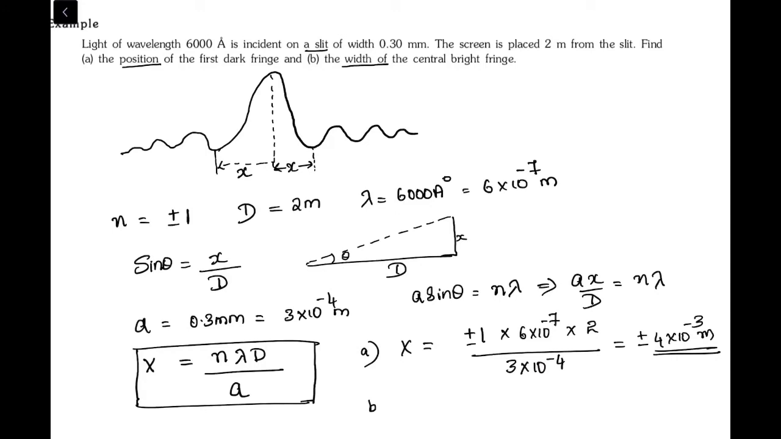For the second part, as I told, we only have to calculate 2x, because that is the width of the central bright fringe, and the answer will be 8 into 10 raised to minus 3 meter, or 8 millimeter, the final answer. So always refer to the formulas connecting interference, diffraction and polarization. There might be a big confusion in the formula in the case of interference and diffraction, which you have to be careful about. Okay, fine.